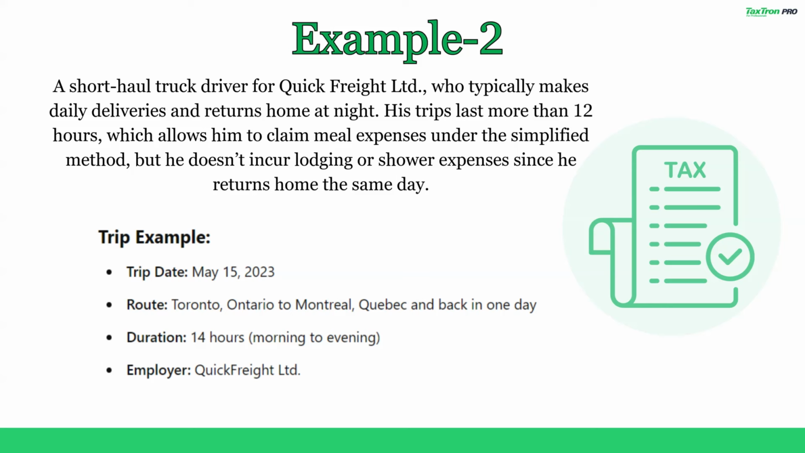Let's take the case of Mark, a short-haul truck driver for Quick Freight Limited, who typically makes daily deliveries and returns home at night. His trips last more than 12 hours, which allows him to claim meal expenses under the simplified method, but he doesn't incur lodging or shower expenses since he returns home the same day. Trip example: trip date, May 15, 2023. Route, Toronto, Ontario to Montreal, Quebec and back in 1 day. Duration, 14 hours, morning to evening. Employer, Quick Freight Ltd.